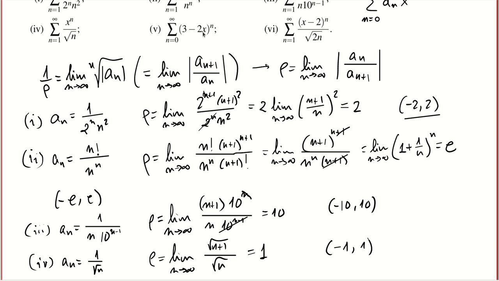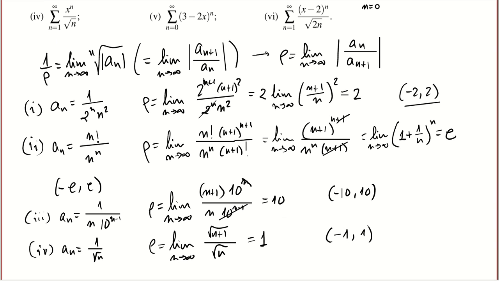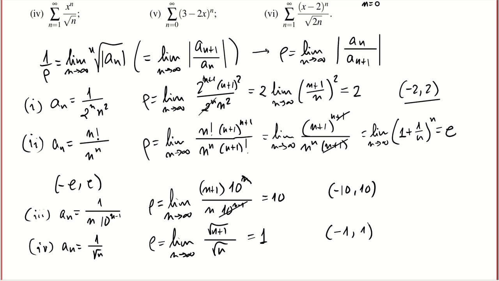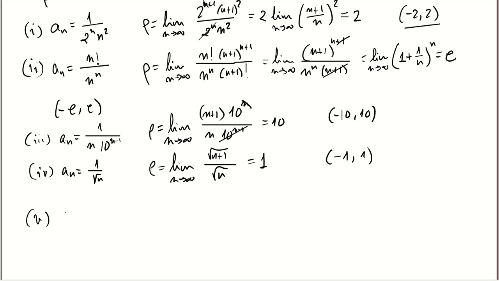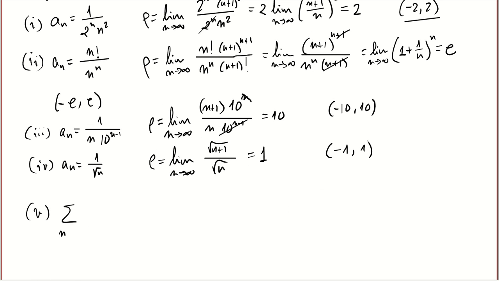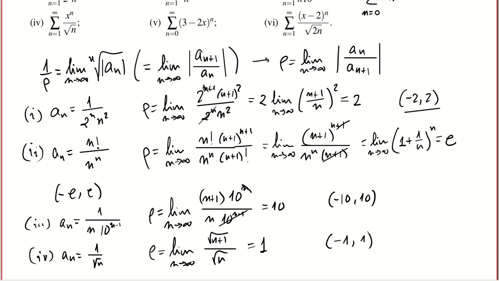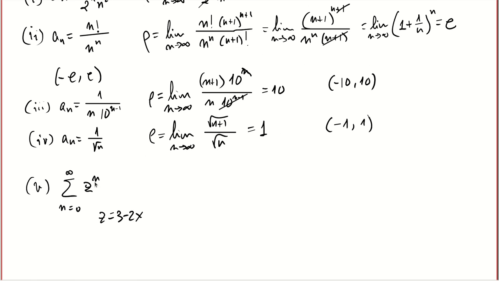Okay, now I have this other one here, right? And for this one I have to do something slightly different. First, what I'm going to do is rewrite this series as the sum from n equals 0 to infinity of z to the power n. And z is going to be 3 minus 2x, which is the argument that you have here in the series. So this is a power series in z, right?